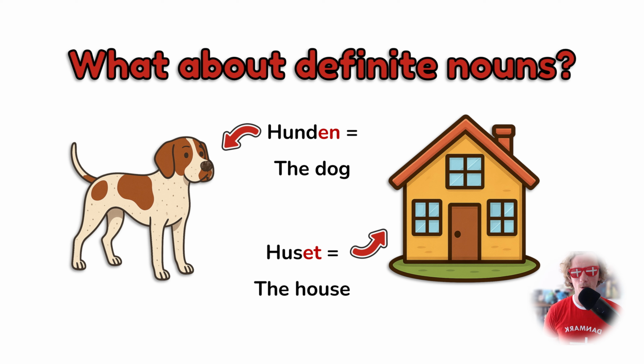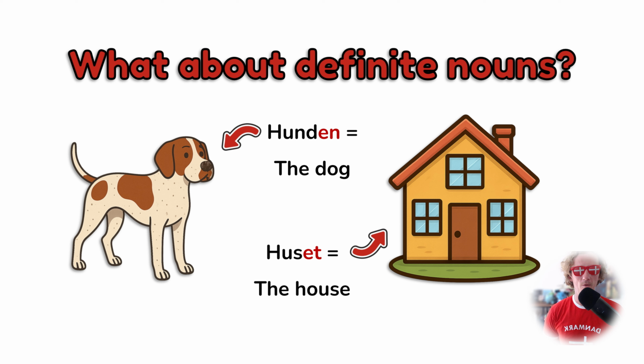Same goes for the et words. So here we have the house. In Danish, we take the et, put it behind the noun, and then we have huset. Huset. Now the soft D sound occurs if a word ends with et. So it doesn't sound like huset with a T, but an ed sound. Huset with a soft D. Great. So now we have the basics of indefinite and definite nouns.